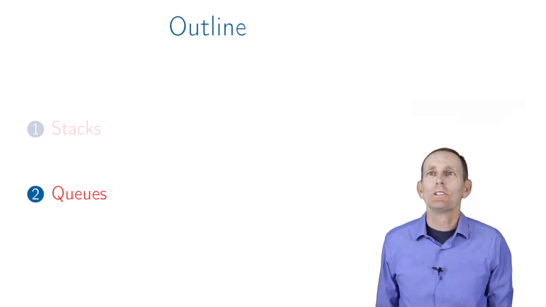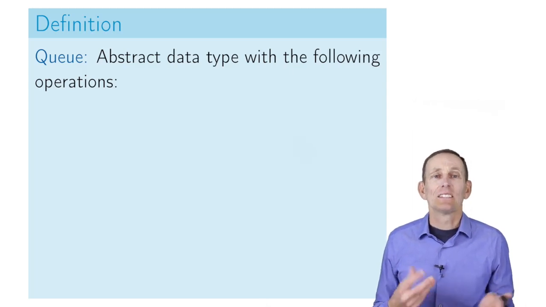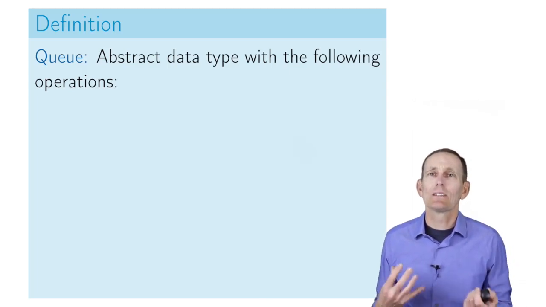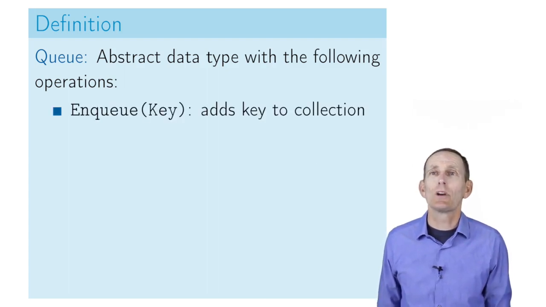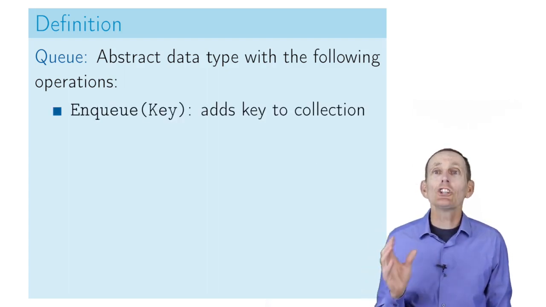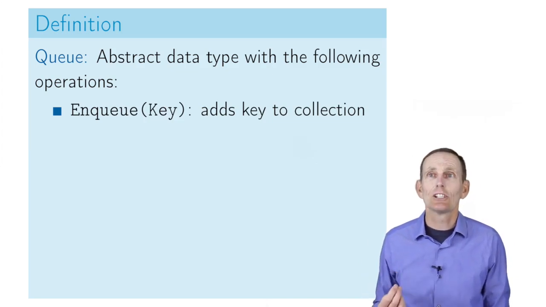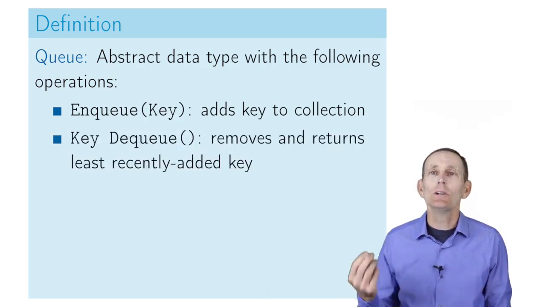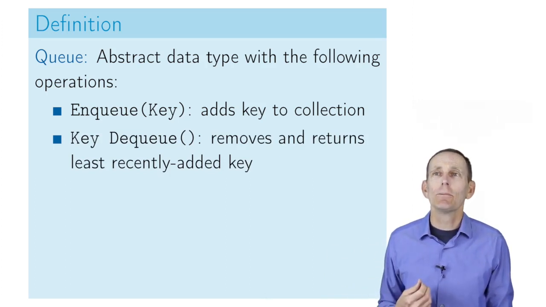Now let's talk about queues. So a queue has some similarity with stack, but it's in a fundamental way different. It's an abstract data type, and these are the operations that it has. You can enqueue a key, and it adds the key to the collection. And then when you dequeue, that gives you back a key and removes it from the queue.